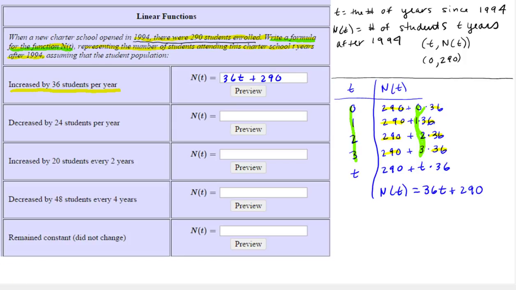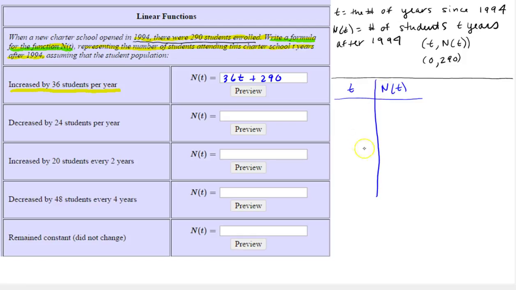Let's look at the next one. Notice I have cleared the table for our next problem, so if you need to see the previous one, you can just rewind. So now we have decreased by 24 students per year. So we're going to start 1994, there's still 290 students. But now, year 1, we're going to have 290 students, and we're going to subtract off 24 students.